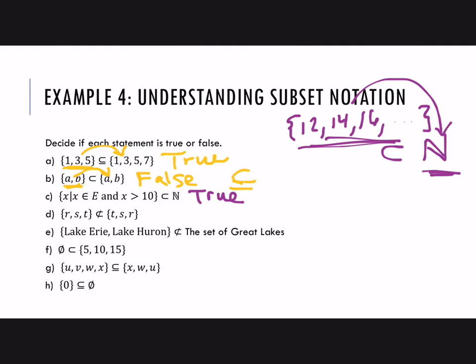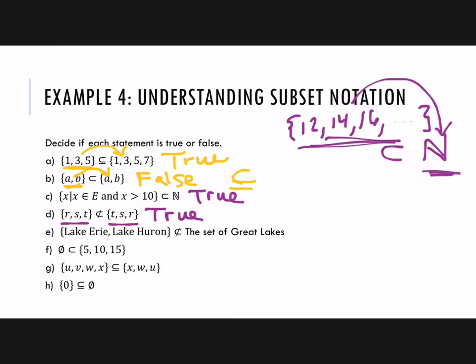All right, the set containing R, S, T is not a proper subset of the set containing T, S, and R. That is true. And that is true because those sets are equal. Even though the elements are in a different order, it's the same set, so it can't be a proper subset.